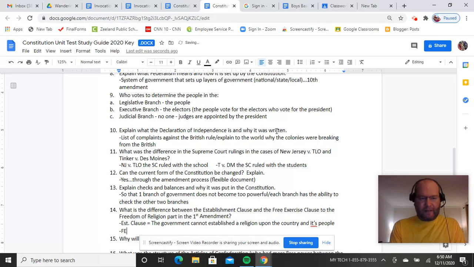Whereas the free exercise clause says that people can exercise. Remember, when you're exercising, you're active, you're doing something. So people can actively participate in any religion they would like to, or no religion at all.